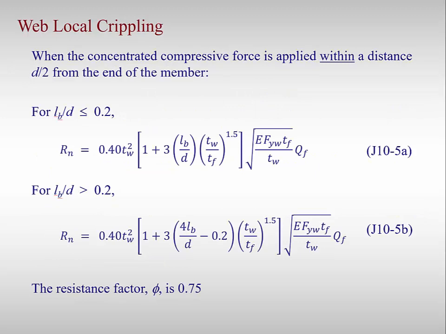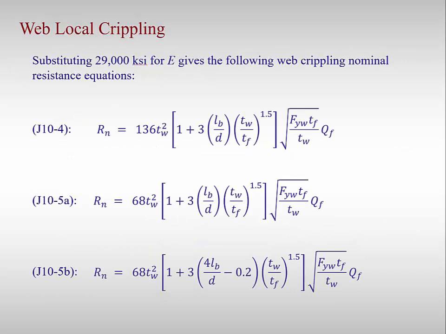Shown in this slide are the two equations to define the resistance of web local crippling when the concentrated force is located within a distance equal to half the section depth from the end of the member. Note that the ratio of the bearing plate length to the section depth is used to determine which equation is used. The resistance factor is still 0.75. This slide shows all three equations when the value of the modulus of elasticity is substituted.